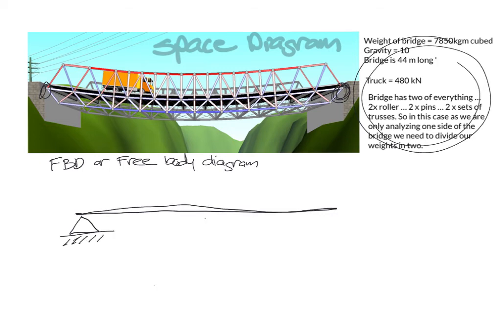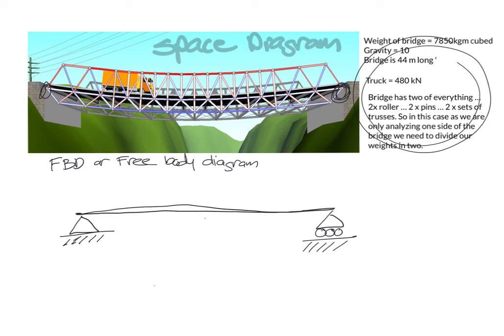And on this side here, I'm going to draw the roller. Okay. Now these symbols are quite universal. The main thing you're looking at is the roller that has those three little wheels on it, and the pin is just a straight triangle.